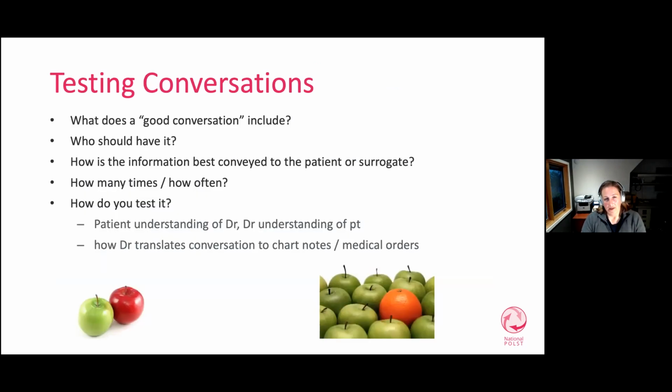The other big topic right now is testing conversations. What does a good advanced care planning conversation include? Who should have it? How is the information best conveyed? Is it paper? Is it a conversation? Is it videos? How many times? How often? And how do you test it?